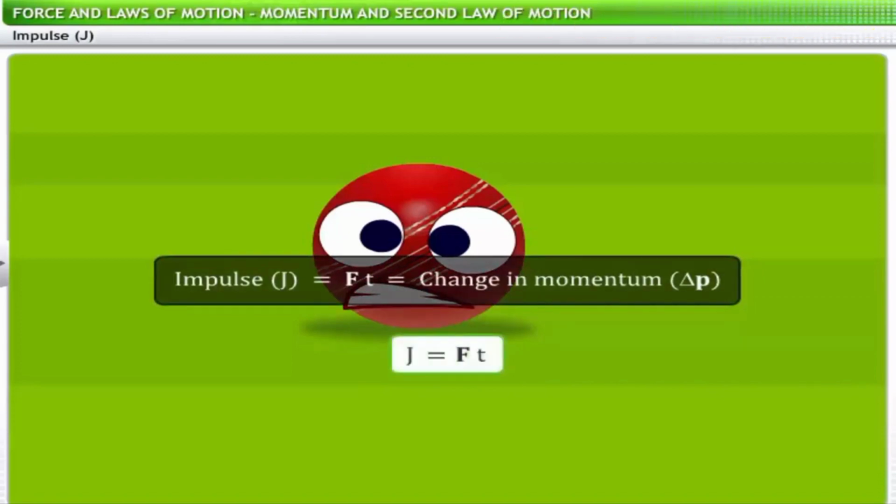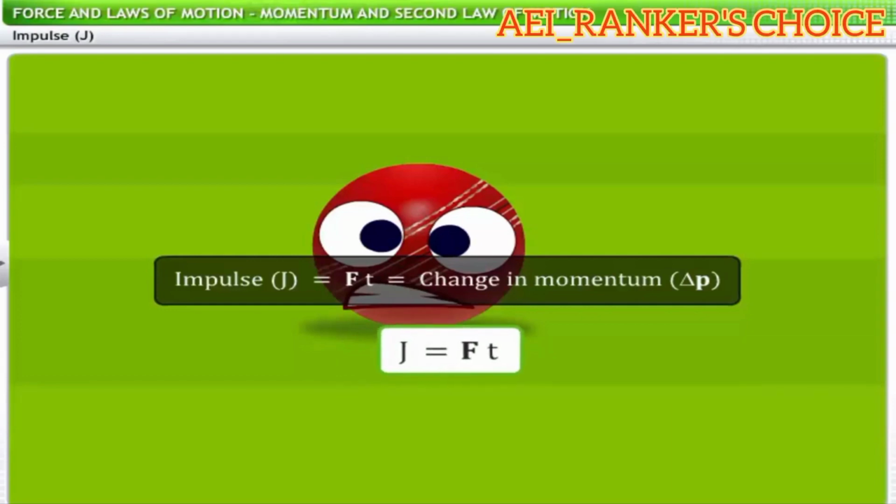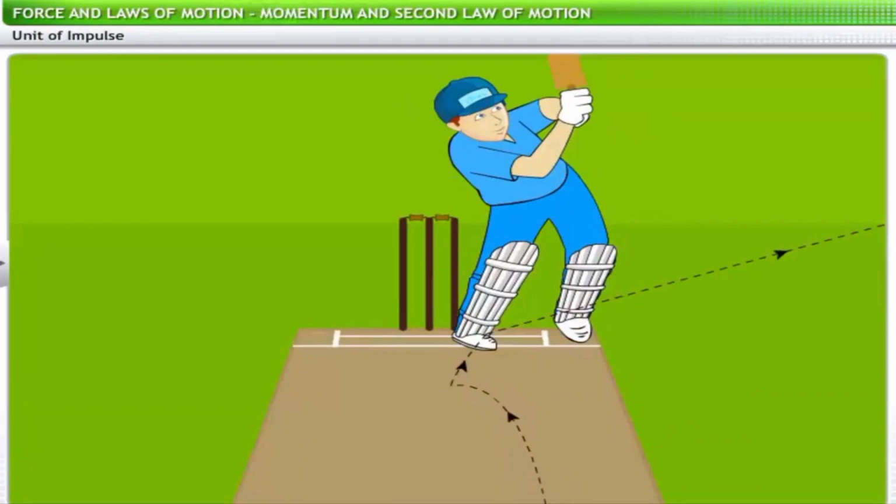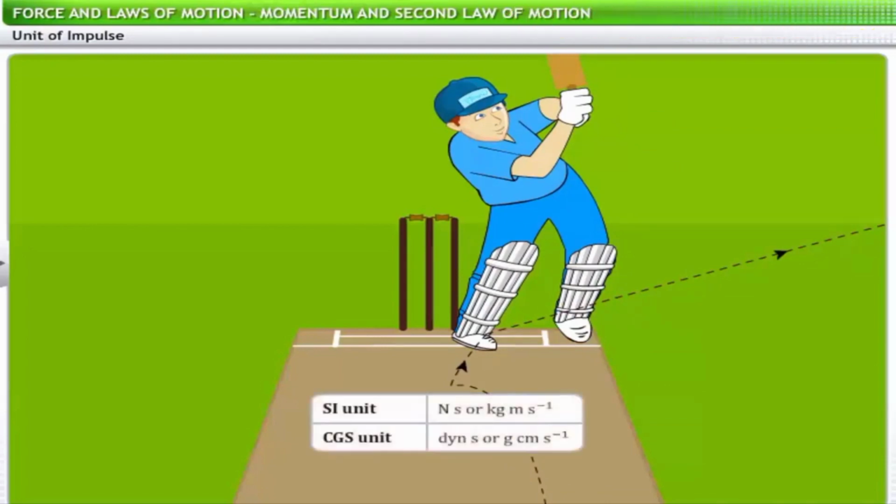Impulse is numerically equal to the change in momentum. Impulse is denoted by J and is measured as a product of force and time. As the impulse of a body is numerically equal to change in its momentum, the unit of impulse can also be expressed by the unit of momentum. Thus, the SI and CGS unit of impulse are Newton second and dyne second respectively.